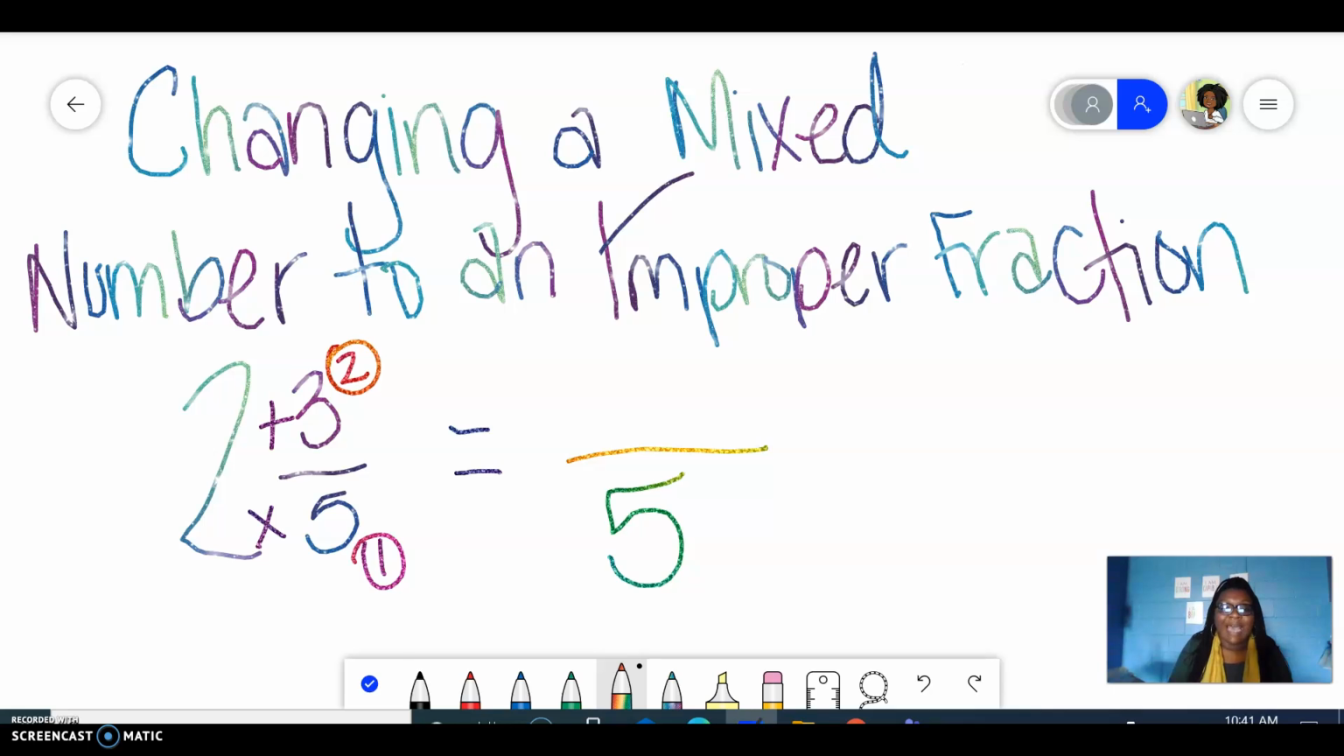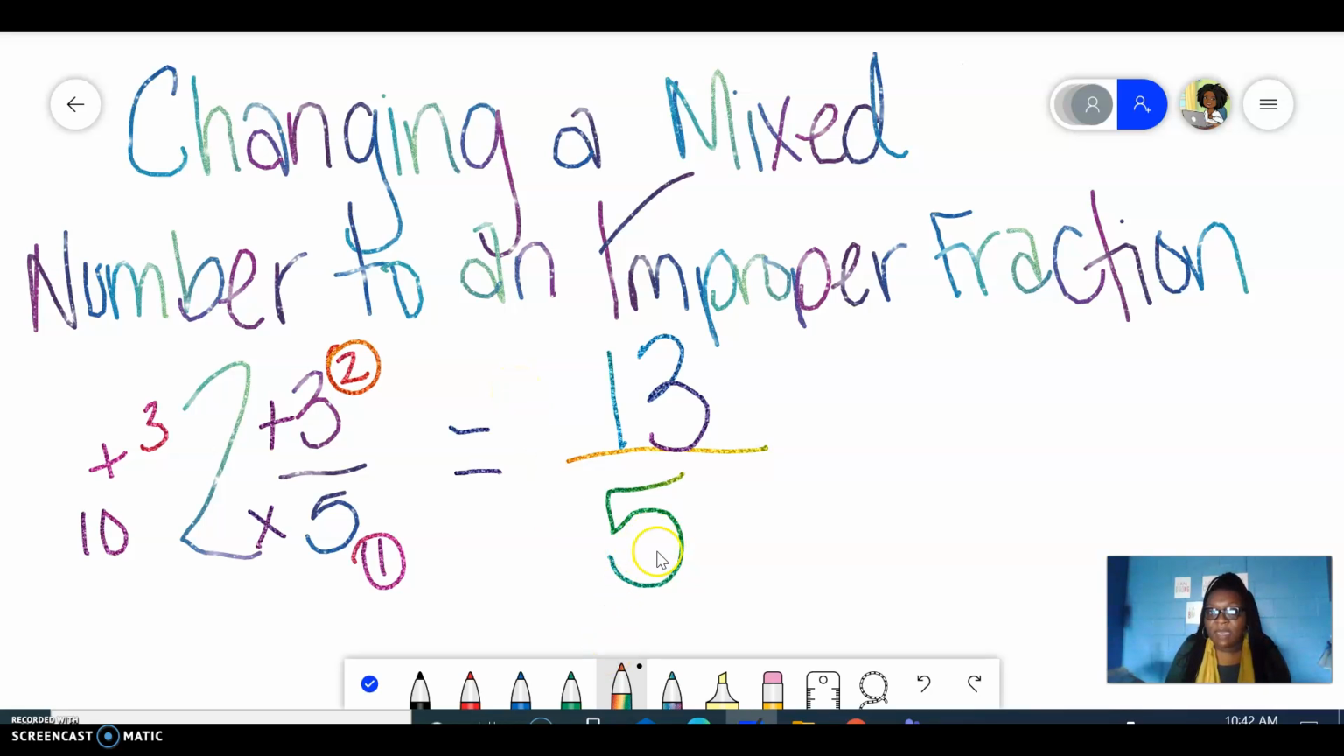So 2 times 5 is 10, plus 3 is 13. And that's how we change that to an improper fraction. 2 times 5 was 10. And then 10 plus 3, which is our numerator, is 13. So we're going to put 13 over 5, 13/5.